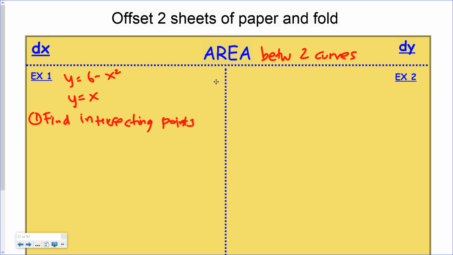I'd like to ask you to stay to the left side, please, of your foldable. I'm going to go to the right side, okay? But you guys stay to the left side because you're going to need a dy problem in a second. Okay, so first we're going to have to graph y equals 6 minus x squared. What does it look like? Again, guys, stay to the left of your phone.